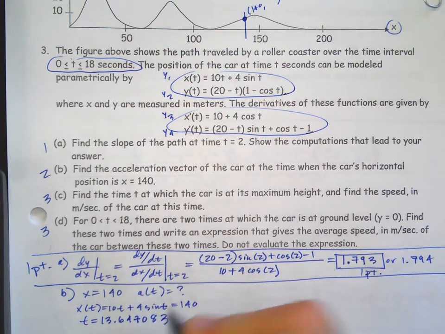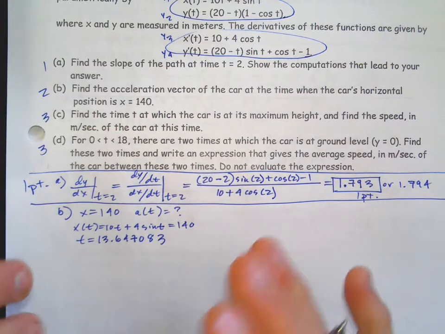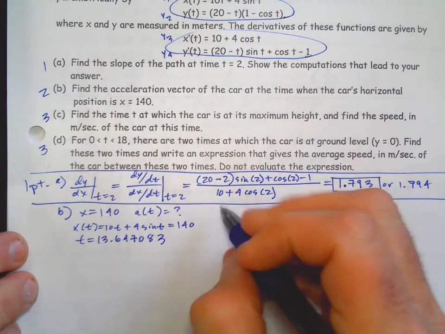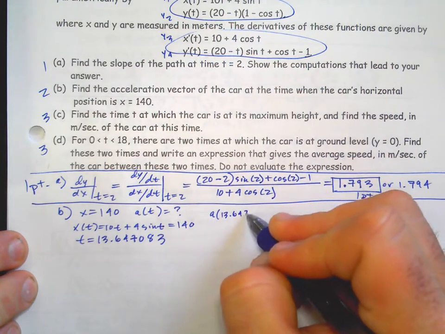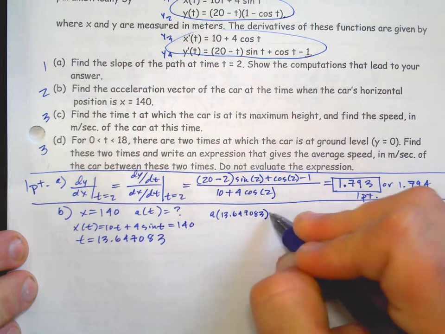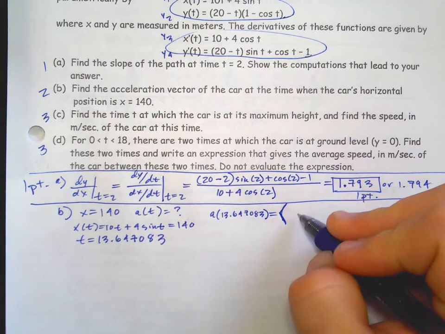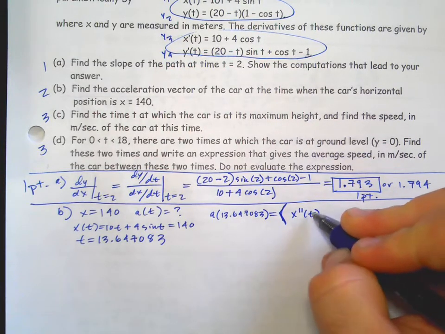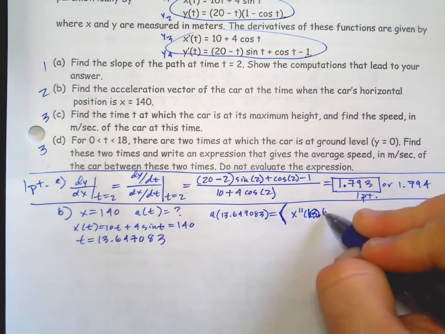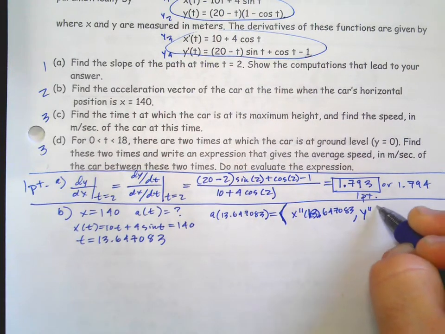13.647083. I'm carrying extra decimals here because I've got to plug this into something else to find another answer. So you should not be rounding and truncating to 3 decimals. This isn't even an answer. This is to help you to find the answer. Now, to find the acceleration vector at this time, 13.647083, you're going to need to take the second derivative at that time, and the second derivative for y.